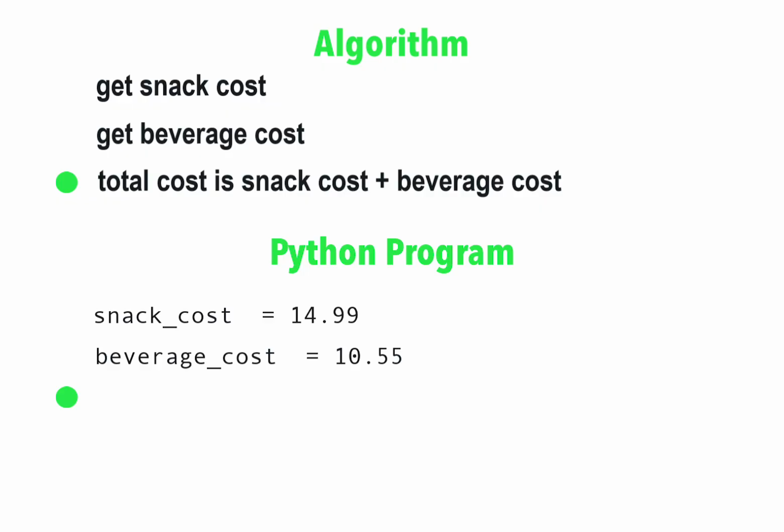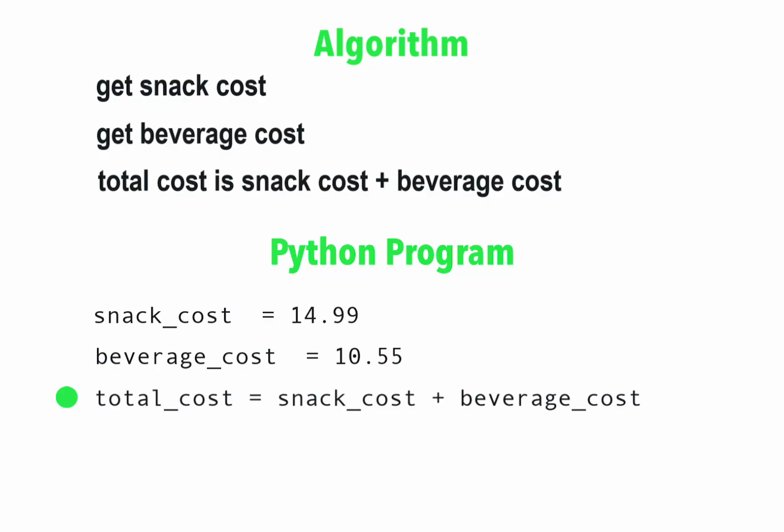Finally, we will create the variable total_cost to hold the calculation of the total event cost. We will assign the total_cost the value of the variable snack_cost plus the value of the variable beverage_cost. And that's it. We have written our first Python program. Now let's run the program to see if it works.